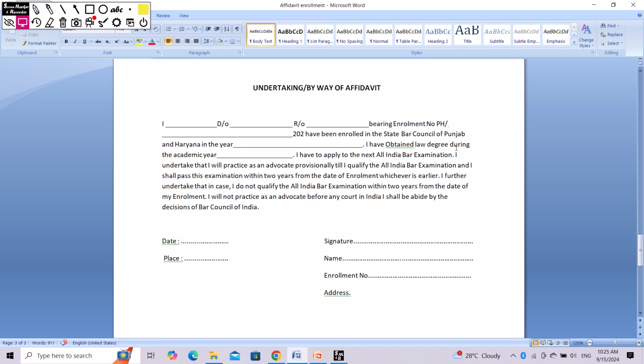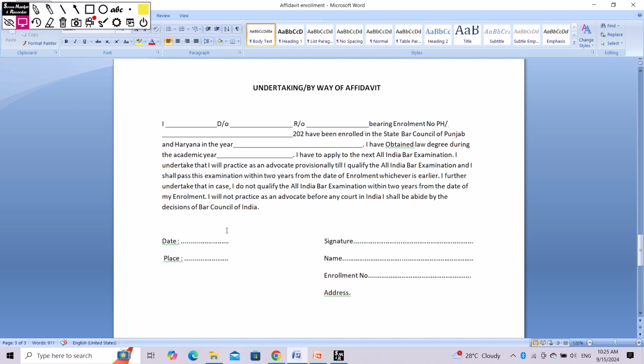I have obtained my law degree during the academic year, your academic year, and I have to apply for the next All India Bar Examination. I undertake that I will practice as an advocate provisionally till I qualify the All India Bar Examination, and I shall pass this examination within 2 years from the date of enrollment, whichever is earlier. I further undertake that in case I do not qualify the All India Bar Examination within 2 years from the date of my enrollment, I will not practice as an advocate before any court in India. I shall abide by the decisions of the Bar Council of India.